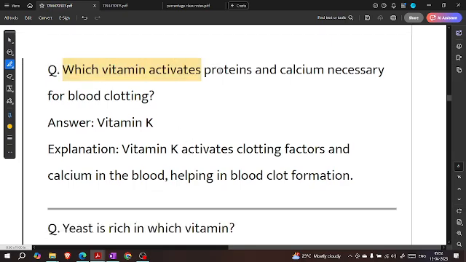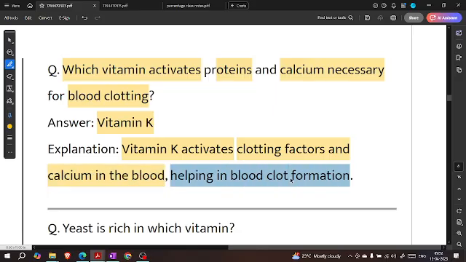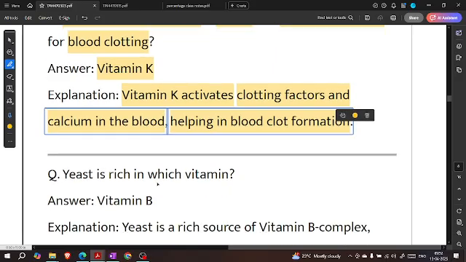Which vitamin activates protein and calcium necessary for blood clotting? Vitamin K. Vitamin K activates clotting factors and calcium in blood, helping blood clot formation.